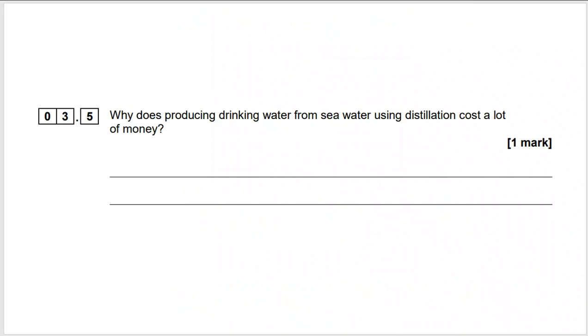3.5. Why does producing drinking water from seawater using distillation cost a lot of money? As is often the case in questions that talk about cost, it's related to the high amounts of energy needed.